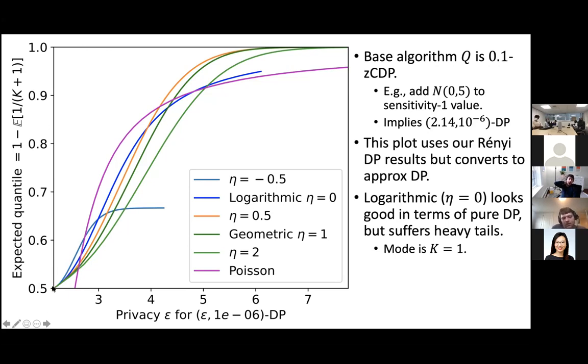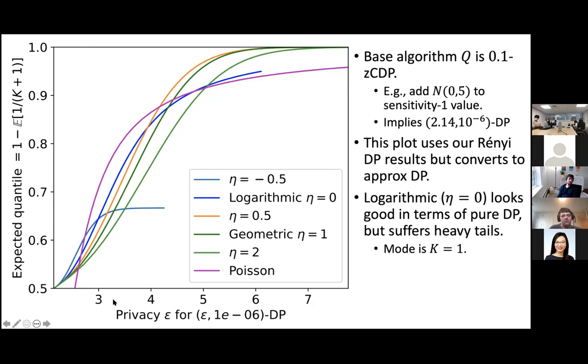We start out in the bottom left corner. That is just one repetition. So if the base algorithm is this corner here, it's 2.14. So epsilon equals 2.14. And its expected quantile is a half, 0.5, because it is uniform 0, 1.